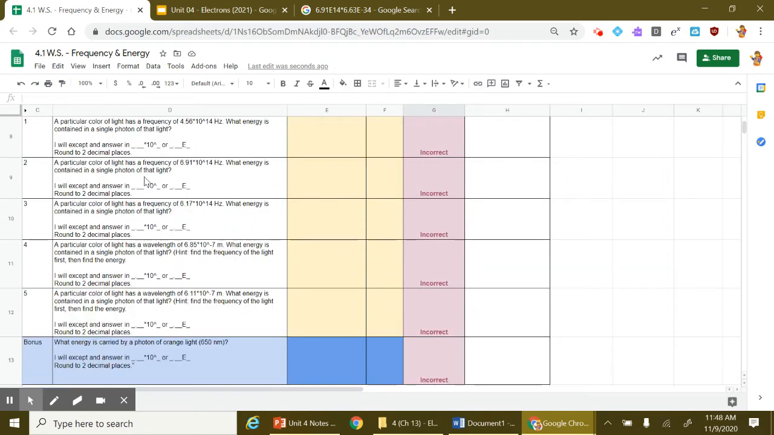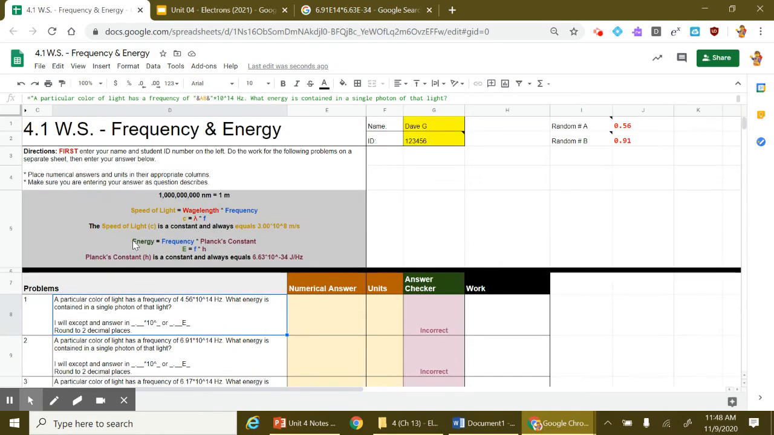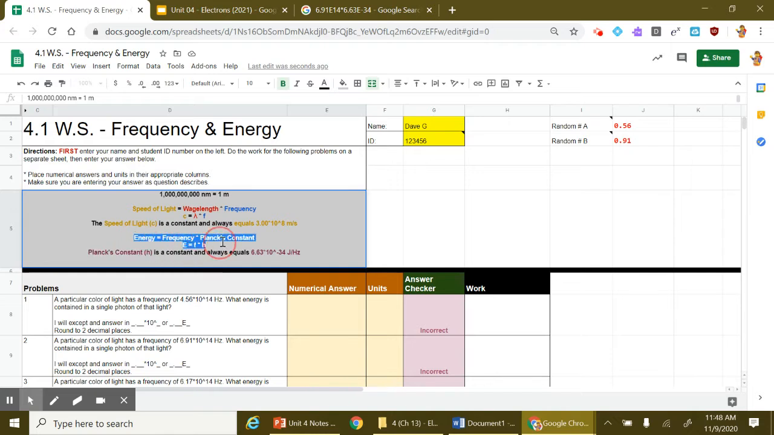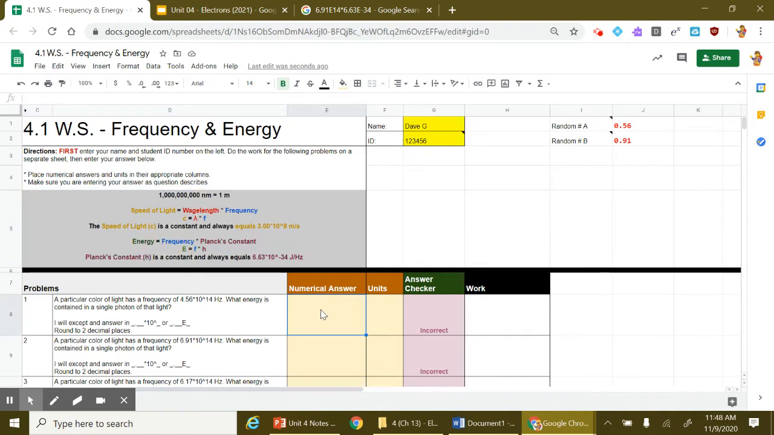Okay, so the first problem here: a particular color of light has a frequency of 4.56 times 10 to the 14th hertz. What energy is contained in a single photon of that light? Well, we have a formula that says the energy contained in a photon of light is just its frequency times this value called Planck's constant. Planck's constant is just a value that tells us how much energy is contained per frequency in a wavelength of light or other electromagnetic radiation. It's a constant, it does not change, and so the formula is actually quite simple.